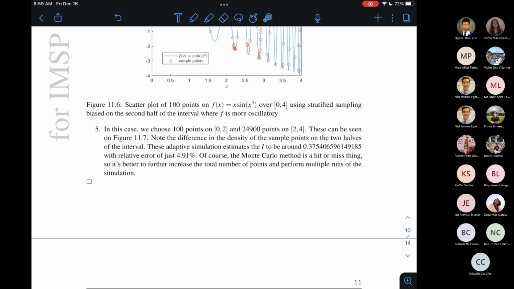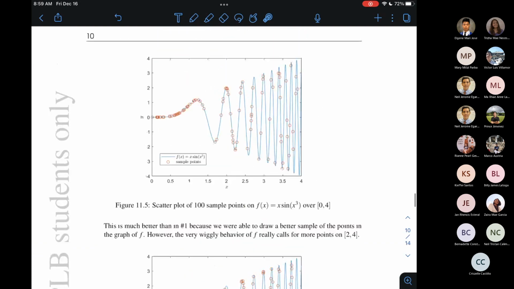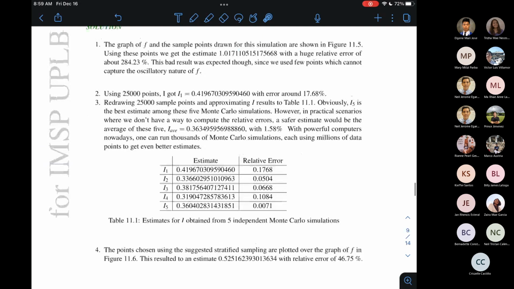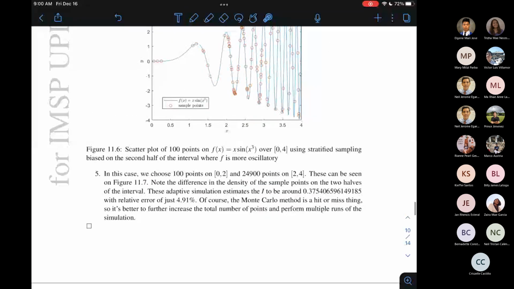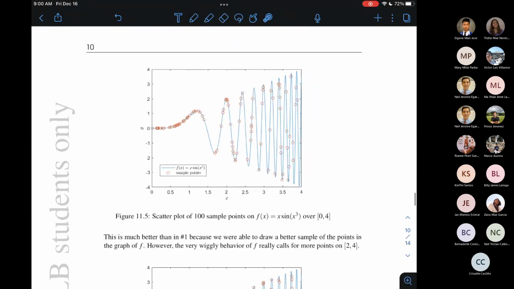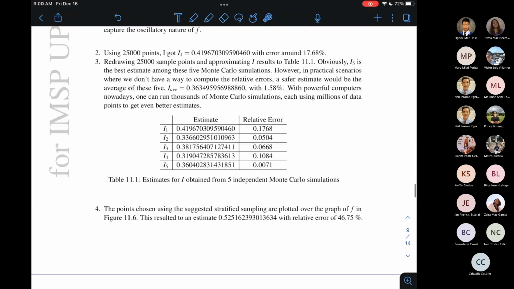Compare nga natin to dun sa kanina, dun sa full 25,000 na first draw, 17% yung nakuha ko, right? Pero nung nag-stratify na ako, I got 4.91%. So I did a smart choosing of the random points. Ano? Meanwhile, pinakamaganda pa rin yung 5 beses tayo nag 25,000 points kasi 1.58% yung error na binigay sa atin.